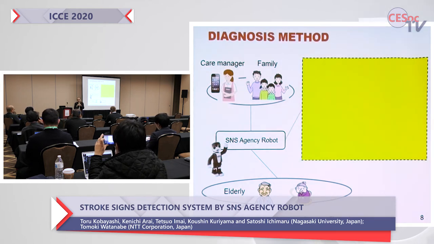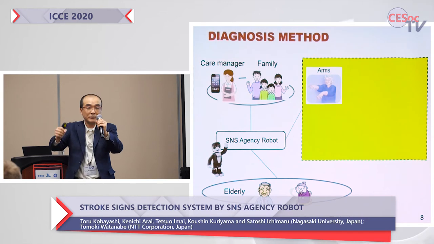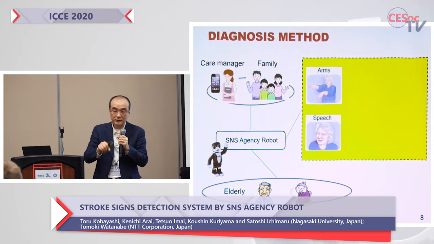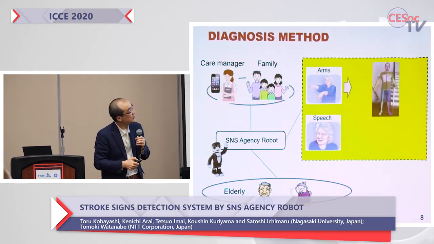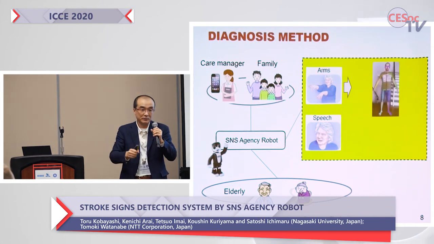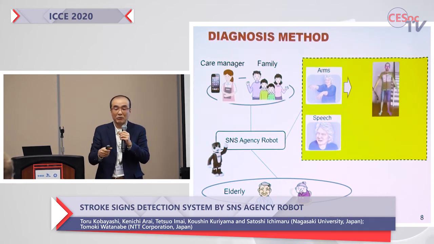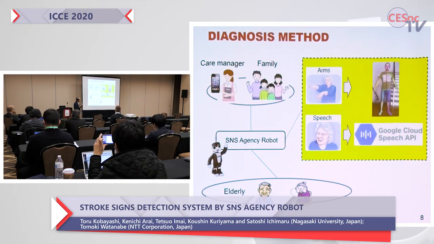This time, we focused on two phenomena. One is arms: whether both arms lift up in the same way or not. Second is speech. To recognize arm differences, we used OpenPose. Maybe everybody knows this one. It's like a skeleton using only an RGB picture or video here. Also, in terms of speech, we used the Google Cloud Speech API. So whether some special phrase can be translated correctly or not.